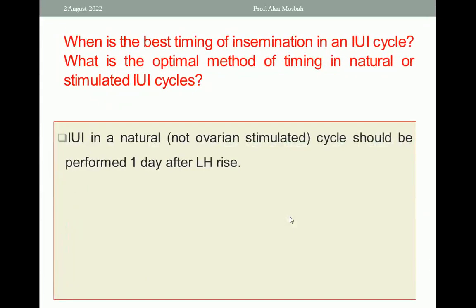What about the natural cycle with IUI? IUI in natural cycle should be performed 1 day after LH rise. So, you do screen for LH. After LH rise, you will do IUI after 1 day from the rise of LH.